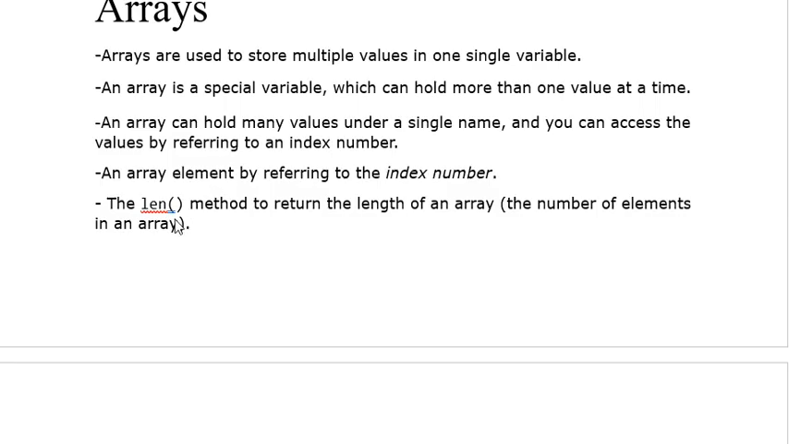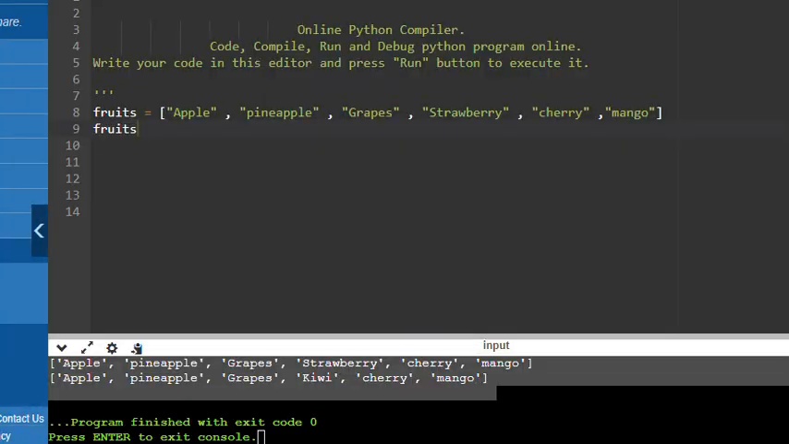Next, we have the len method to specify how many elements are there in an array. The len method returns the length of an array. So to find the length of these fruits, simply use the len keyword, store it in a variable x, and print the variable. Now let's see what the output will be.